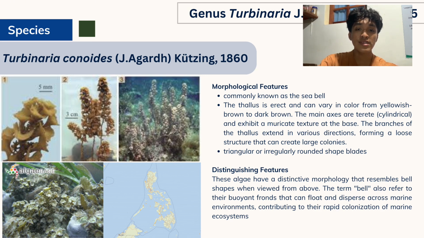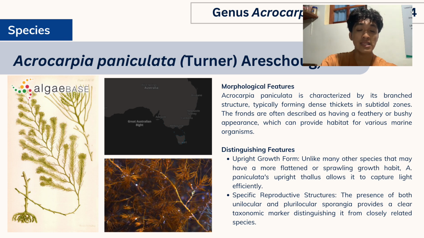The distinguishing features of this species is that it resembles a bell shape when viewed from above. The term bell also refers to the buoyant fronds that can float and disperse across marine environments, contributing to the rapid colonization. The next species is Acrocarpia paniculata by Areschoug, 1854, belonging to the genus Acrocarpia.